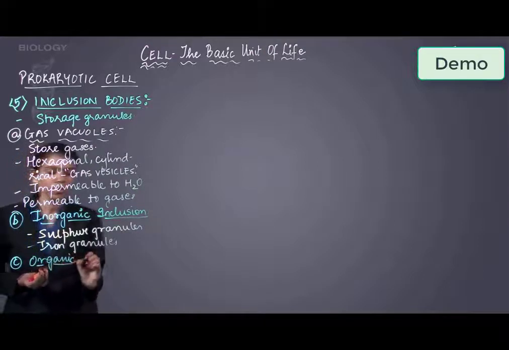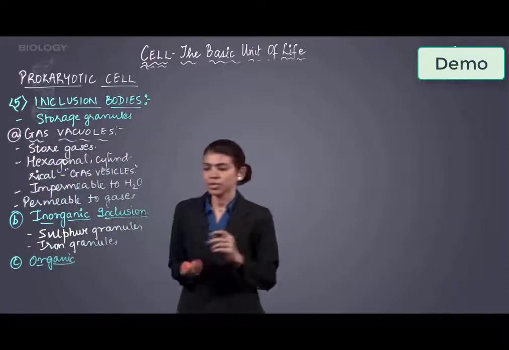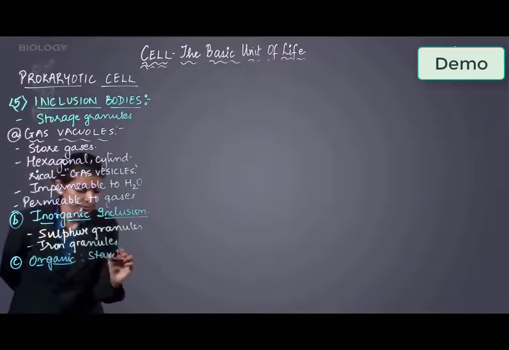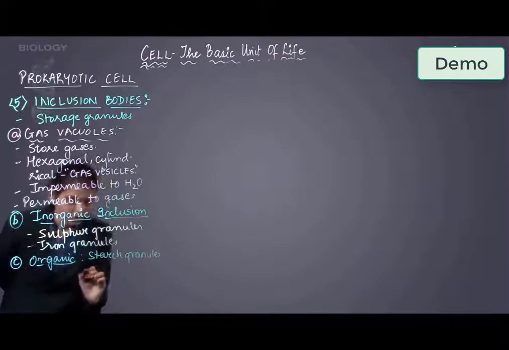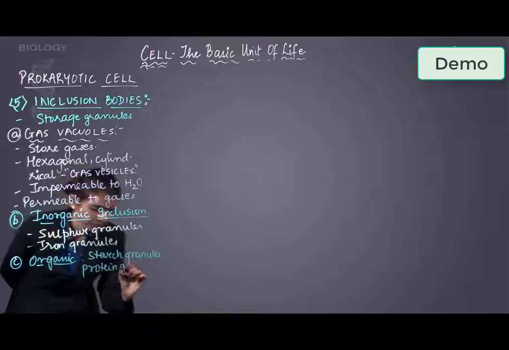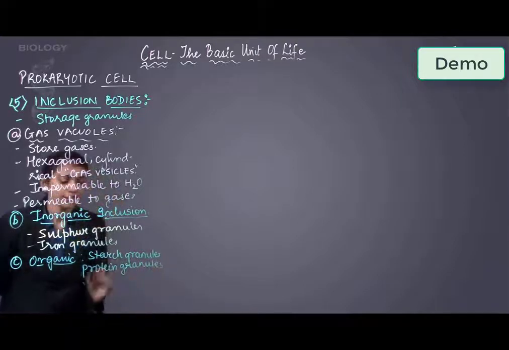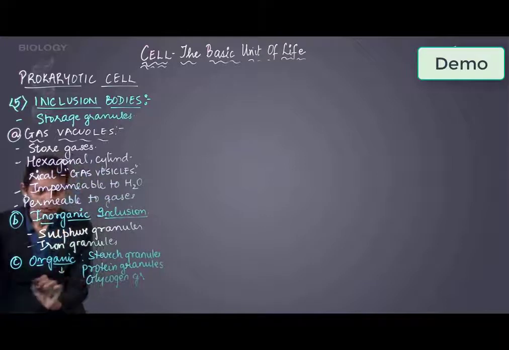Organic inclusion bodies will have granules such as those of starch, granules of proteins. So we have starch granules, we have protein granules, also we can add our glycogen granules. So these are basically the food reserves. Organic inclusions are the food reserves.